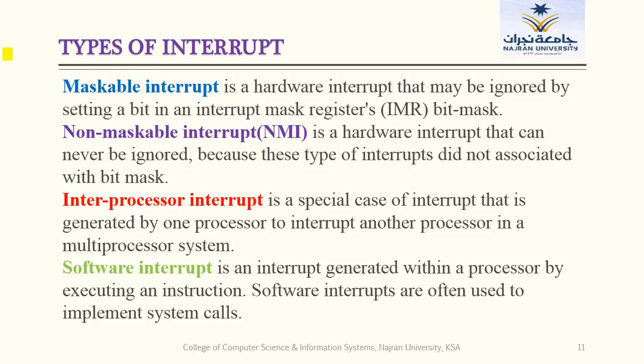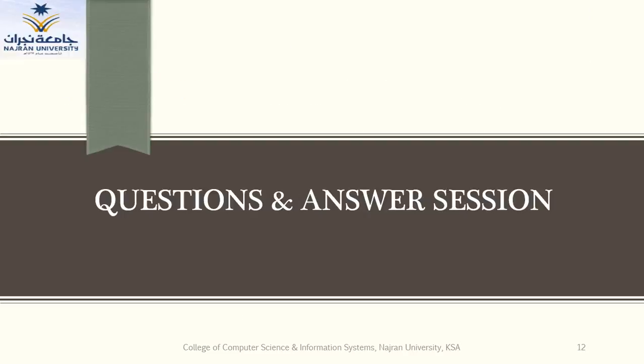Then we have the interprocessor interrupt. This is a special case of interrupt generated by one processor to interrupt another processor. This is also a hardware interrupt, but only between processors. If one processor wants to communicate with another processor, it will generate an interrupt, and that is called an interprocessor interrupt. And then at the end we have the software interrupt, which is an interrupt generated within a processor by executing an instruction. Software interrupts are often used to implement system calls. So this was our first lecture.